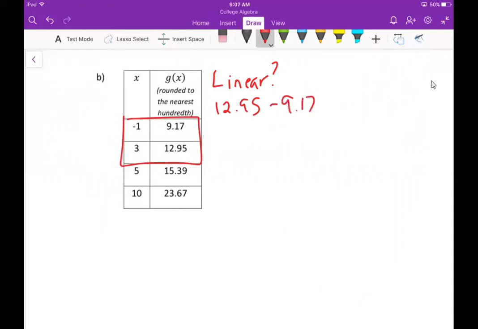Okay, so the first thing you should do is take 12.95, test these first 2 points. 12.95 minus 9.17, change in y over change in x, 3 minus -1. Plug that into your calculator. I'm going to plug it into mine, and we're going to see if this is linear.